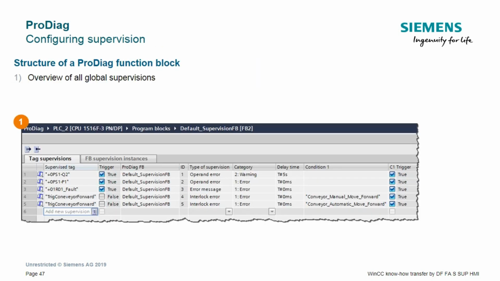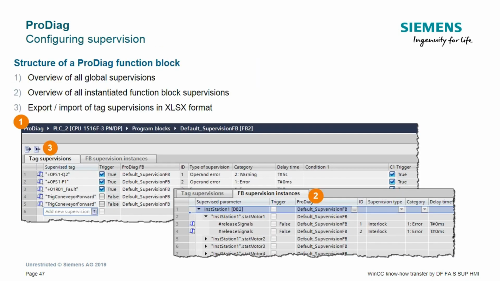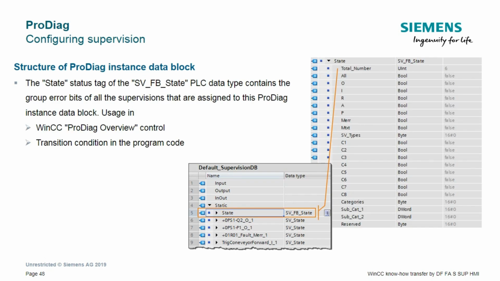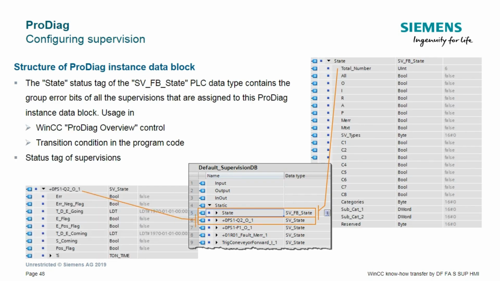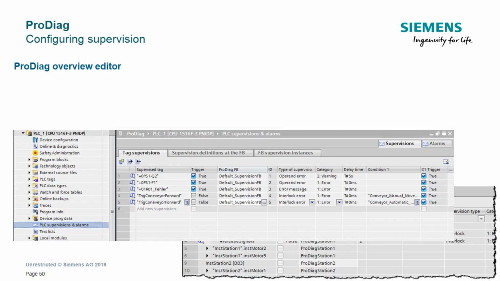Structure of the ProDiag instance data block, which actually does the error handling there, also gives out the state of the supervisions, which are then linked to WinCC again. So that actually is the linking between the PLC and the HMI here. So we need to consider to link those then in the HMI.